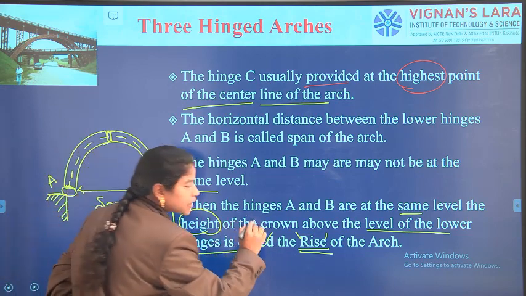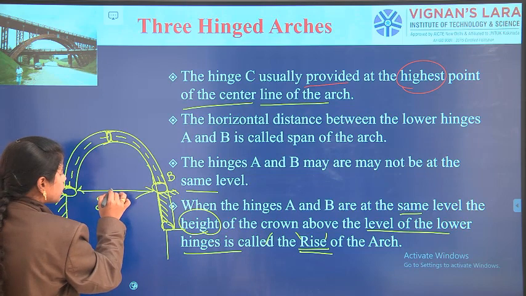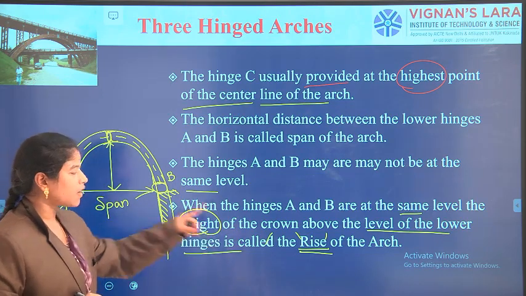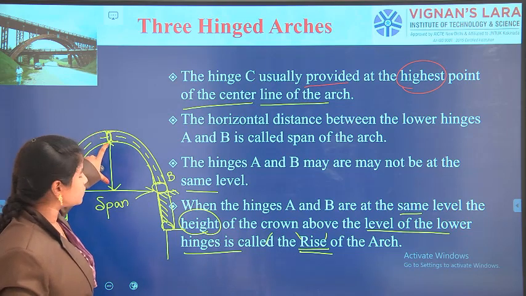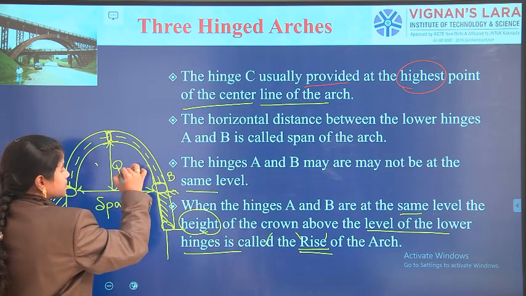The height of the crown. How much is the height? We will calculate from the lower level of the hinges up to the crown point. That is the rise of the arch.